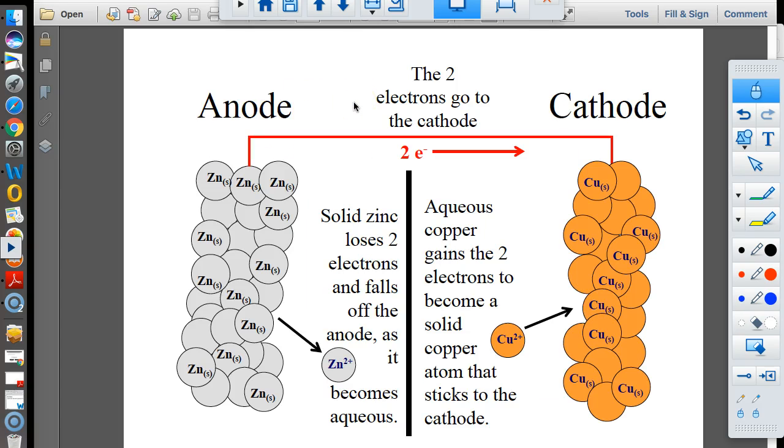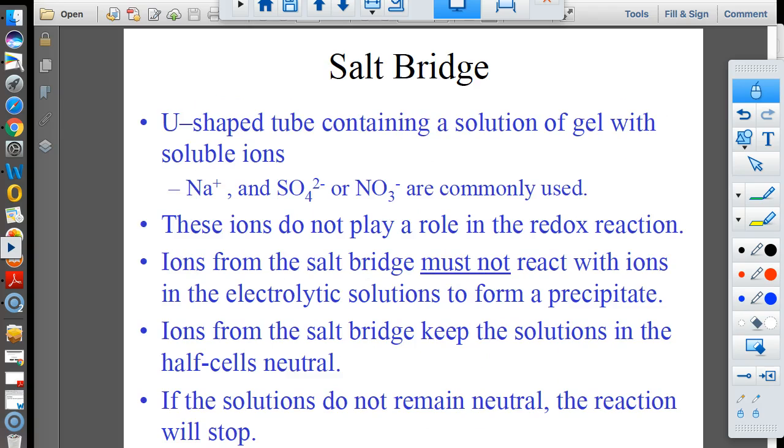All right, so we've already done this 3 times. At the anode, you see the ions come off as the solid metal loses electrons. And over here you get more solid as the cathode gains mass from the ions getting the electrons and becoming solid. The salt bridge, typically you'll see spectator ions like sodium, nitrate, sometimes sulfate. Sodium nitrate is probably the most common one.